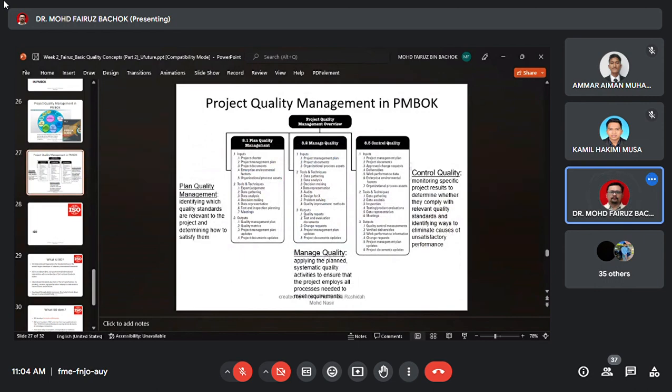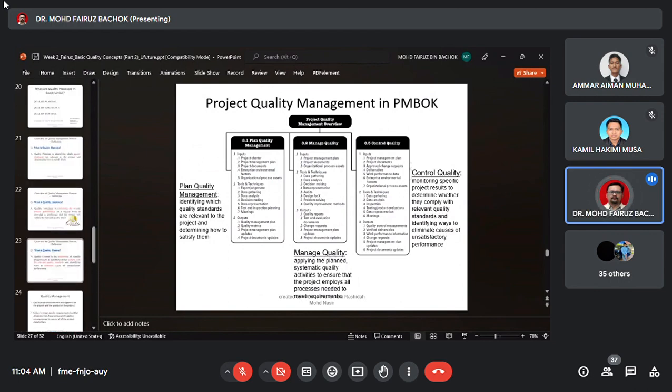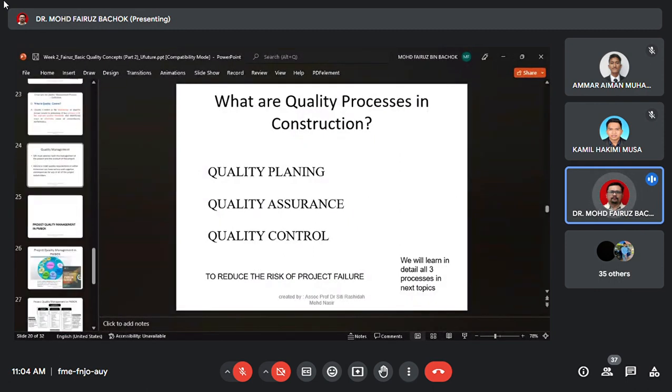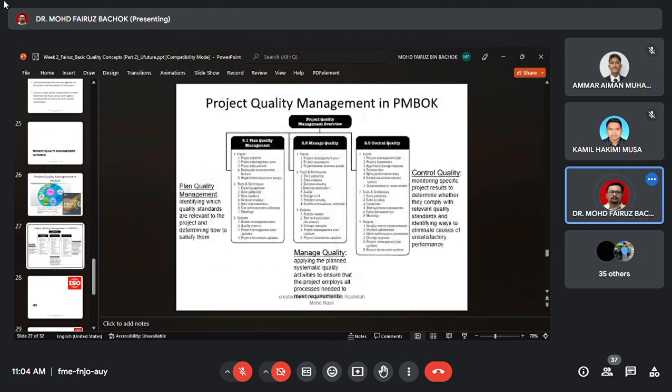It is about plan quality management, manage quality, and also control quality, which is the same as this one: quality planning, quality assurance, and also quality control. Same thing actually. So plan quality management before you start the construction, manage quality during the construction, and control quality after the construction has been completed.